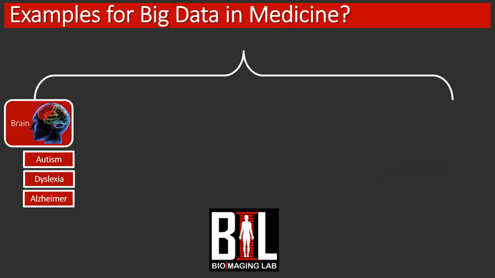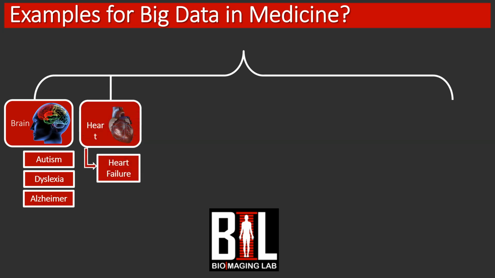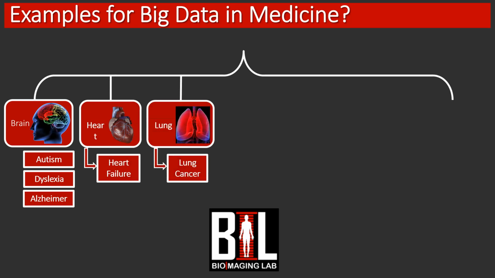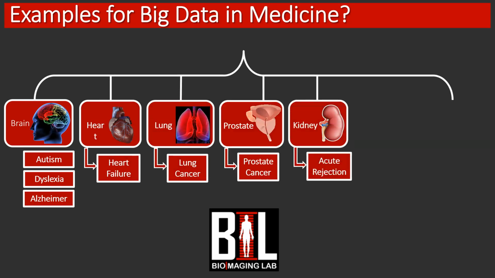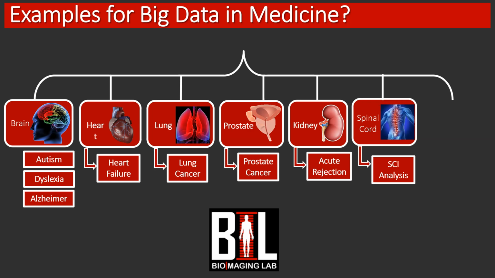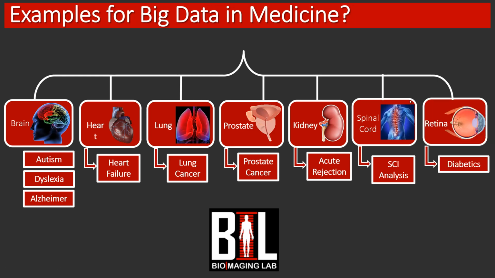As when Dr. Isa visited our lab, we have many projects in our lab. For the brain, we focus on autism, dyslexia, and Alzheimer's. We also work on the heart, lung cancer, prostate cancer, and kidney. In kidney, we currently work on kidney cancer and acute renal rejection. We also have a spinal cord center. And the last one is diabetes.